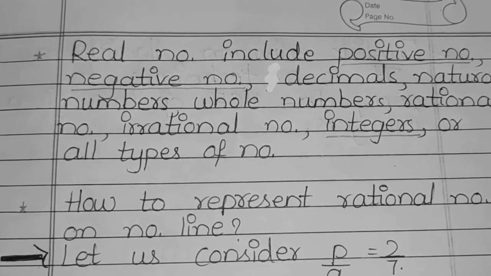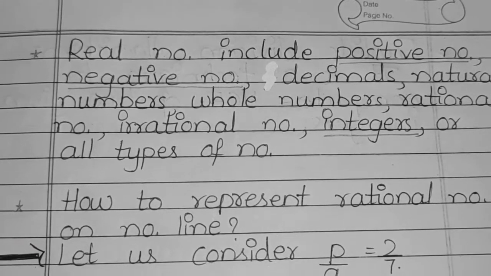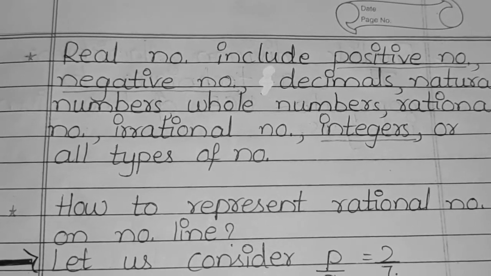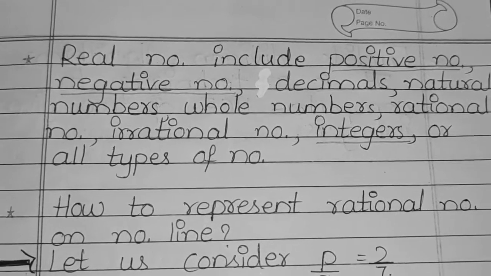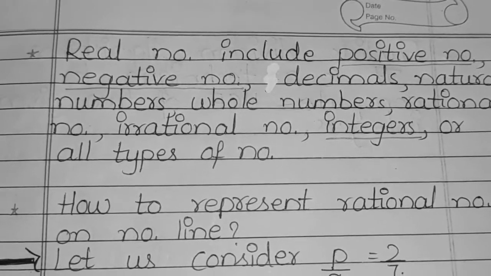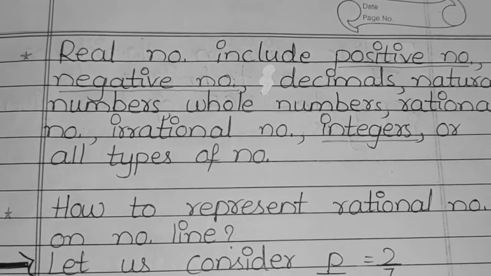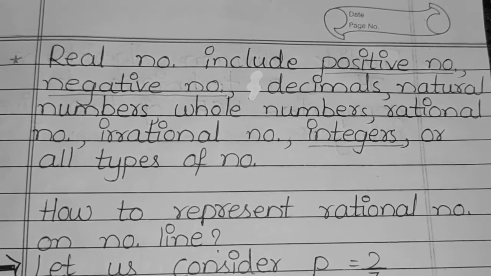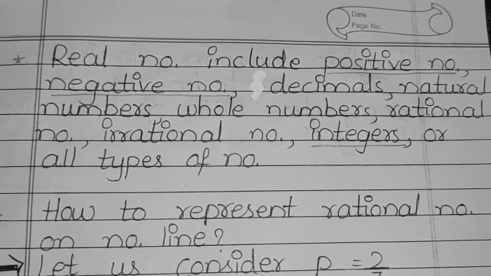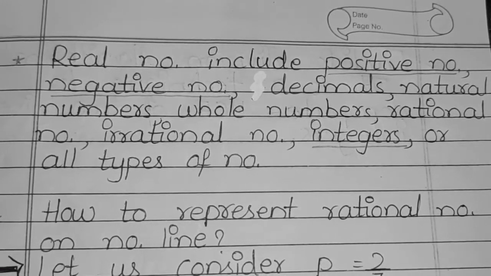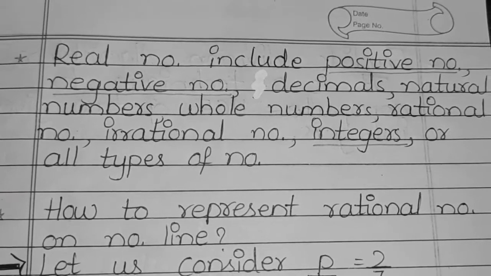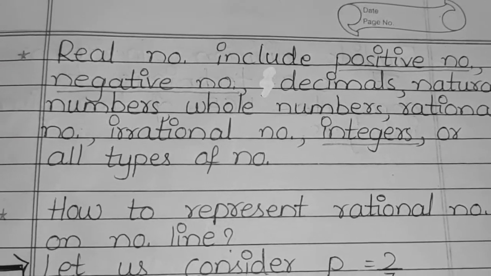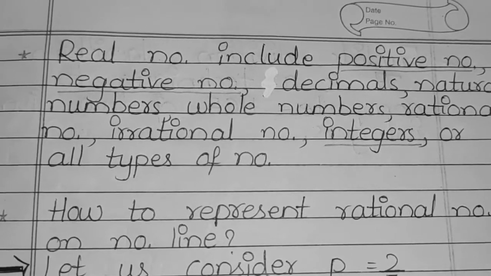It even has decimals, and natural numbers, whole numbers. Do you know what whole numbers are? Whole numbers are the counting numbers which start from 0, 1, 2, 3. Natural numbers are those numbers which begin from 1, 2, 3. Real numbers also include rational and irrational numbers, and it consists of all types of numbers.